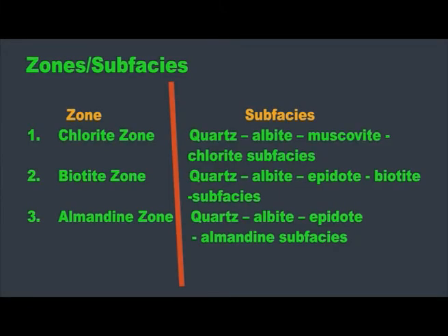On the basis of presence of index minerals like chlorite, biotite and almandine garnet recognized by Barrovian zone of metamorphism, we can divide on the basis of these index minerals the greenschist facies into three zones or subfacies: chlorite zone, quartz, albite, muscovite, chlorite subfacies; biotite zone, quartz, albite, epidote, biotite subfacies; third, almandine zone, quartz, albite, epidote, almandine subfacies. On the basis of ACF, AKF and AFM diagrams, we can identify different mineral assemblages.